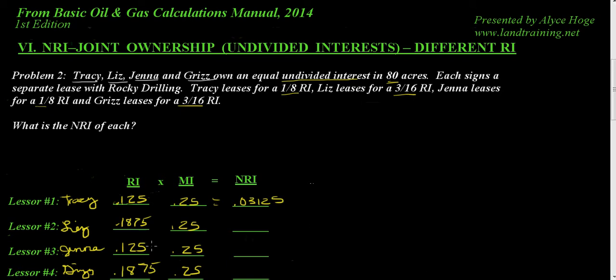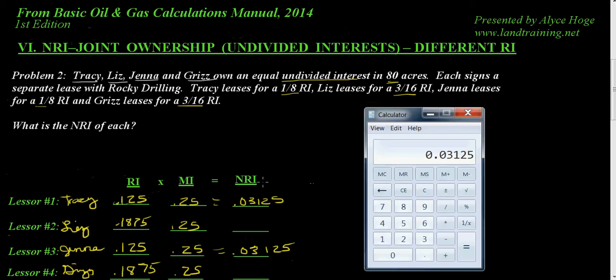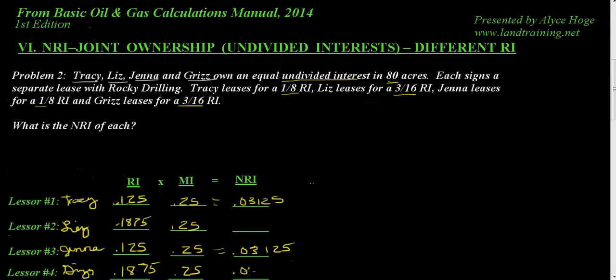Now, Jenna also leased for 1/8, so I'm going to go ahead and fill hers in. Exact same math. Now, Liz, on the other hand, and Grizz leased for a 3/16. So if we look at that, all we're doing is dividing the 3 by the 16th times the 0.25 interest. And that gets us this 0.046875. And that's the net revenue interest of each of these folks.